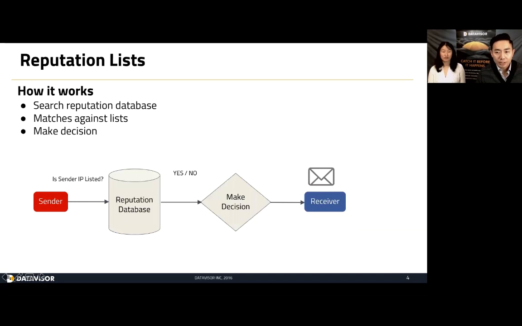Reputation lists operate in a really straightforward manner. As an example, let's look at how it works for detecting email spam. The email sender or IP or domain is checked against a blacklist in a database. And if there's a match, a decision is then made on whether or not to deliver the message to the receiver's inbox. So if the IP address is tagged as being on a spam block list, then the email is not delivered. And you can find many such lists online at, for example, the Spam and Open Relay Blocking System, otherwise known as SORBS.